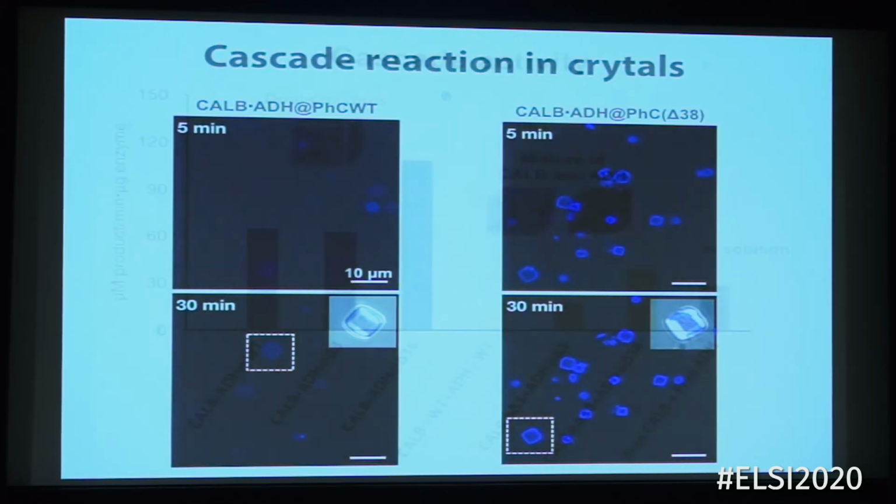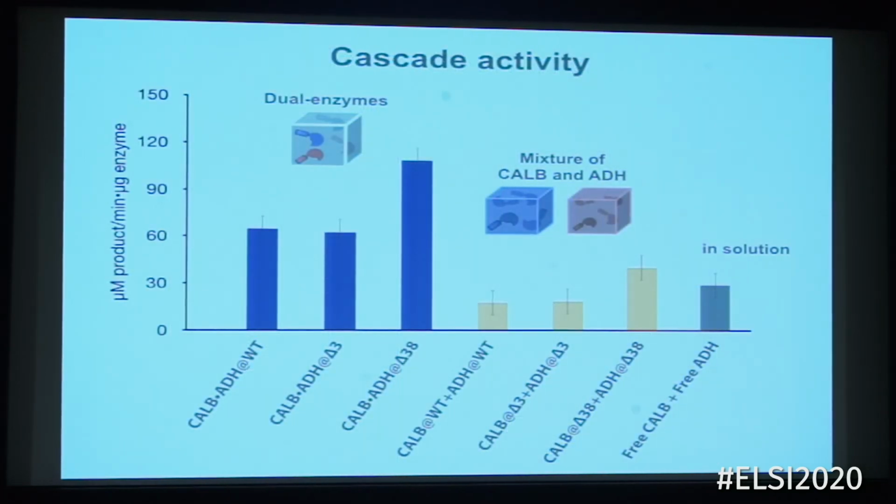And next, I show the comparison of cascade activity. First, we compared with the mixture of each protein crystal composite containing only lipase or only ADH, right? This is also a mixture, so this can also promote the cascade reaction in solution. But the catalytic activity is very low compared with the dual enzyme encapsulated material. Then moreover, we compared among all the mutants and composites.